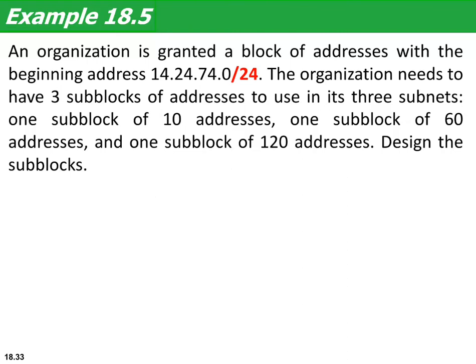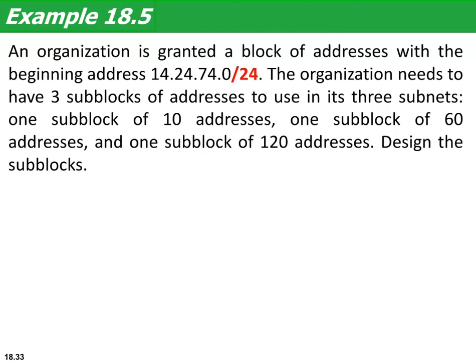Now let us consider here. There are 3 sub-blocks and we have to use 3 subnets. One sub-block of 10, one sub-block of 60 and one sub-block of 120 addresses. So consider now the total number of addresses N is 2 power 32 minus n.